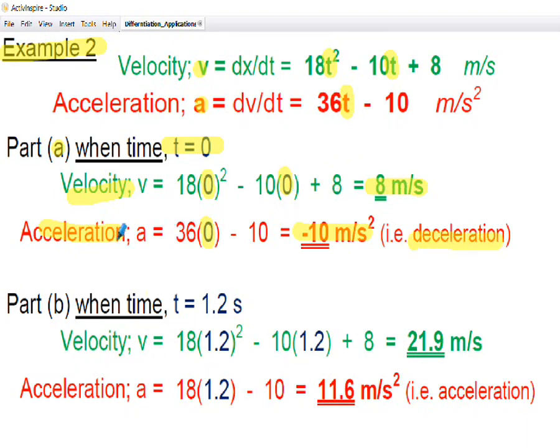For part B, we're now told the time is at 1.2 seconds. So again, same process. For the velocity equation, we simply put the 1.2 wherever we had a t and work out the value. That gives us 21.9 meters per second. And then finally, for the acceleration equation, put the value of 1.2 in the equation, and that gives us 11.6 meters per second squared acceleration.